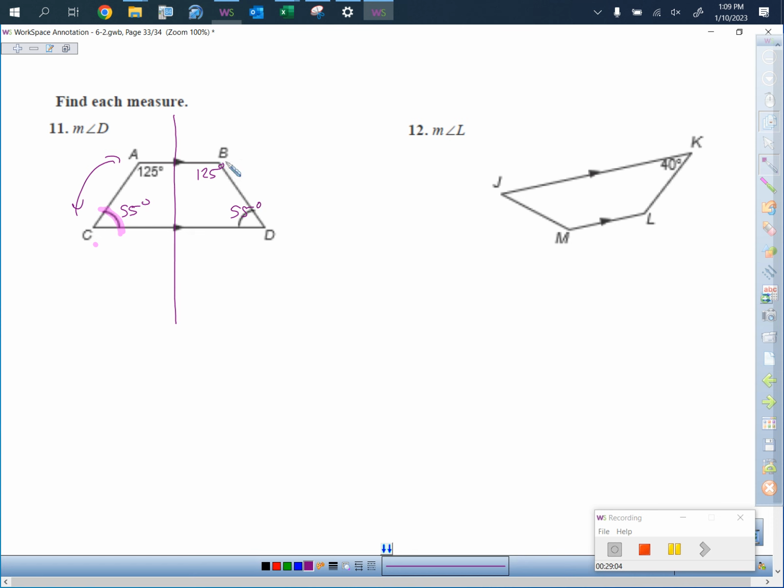Another thing that we'll learn is, isosceles trapezoids have equal base angles. Yes, these can be the base angles, but so can these. Remember that the bases are the parallel sides, so those 125s are also base angles. They have to be the same.